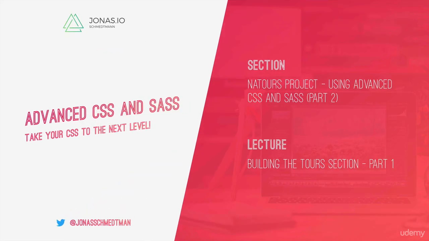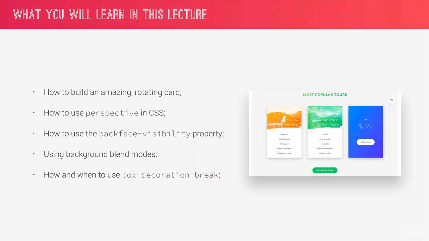The section we're about to build now is my absolute favorite in this entire project. And that's because in this section, you're going to learn how to build an amazing rotating card effect. And to do so, you'll learn how to use the perspective and backface visibility properties in CSS. Plus, you're going to use background blend modes, and you'll also learn how and when to use the box decoration break property. So, there are like 200 lines of Sass code in this section alone, so let's get to work.